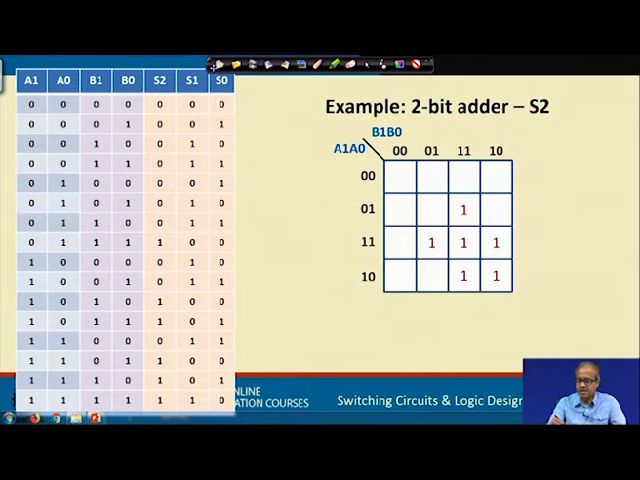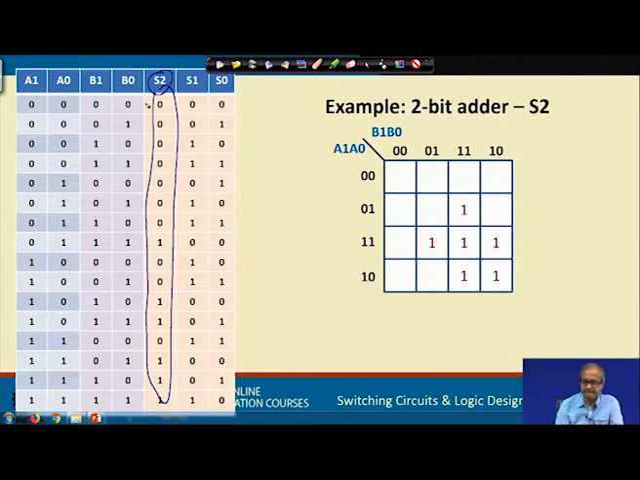Now, in this Karnaugh map, we are showing the Karnaugh map corresponding to the output S2, that means this column of the truth table. So, how many ones are there? 1, 2, 3, 4, 5 and 6.